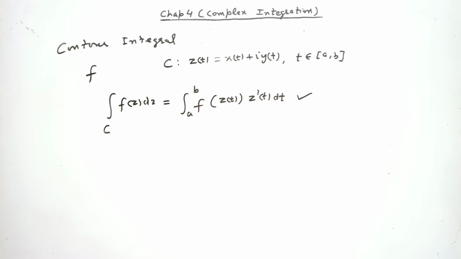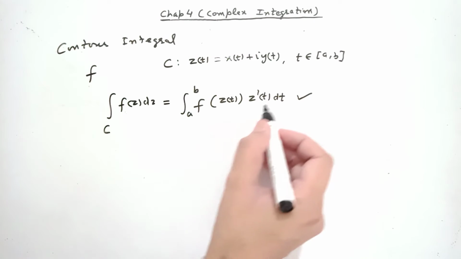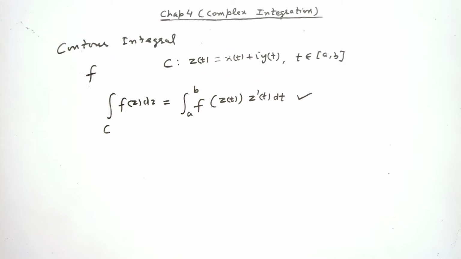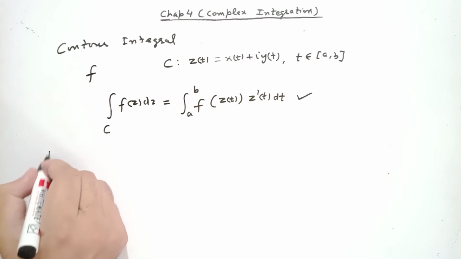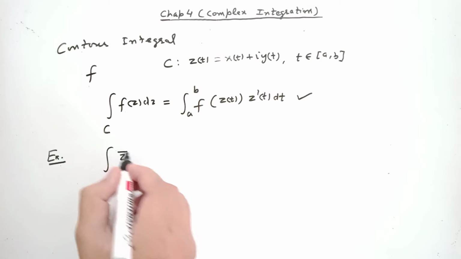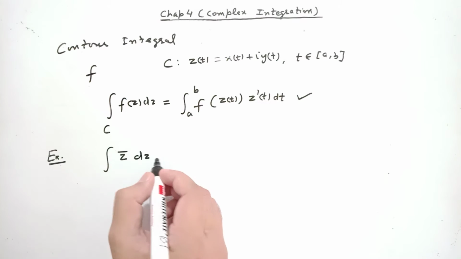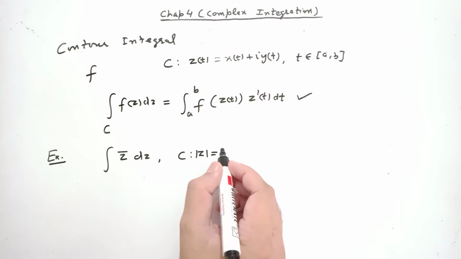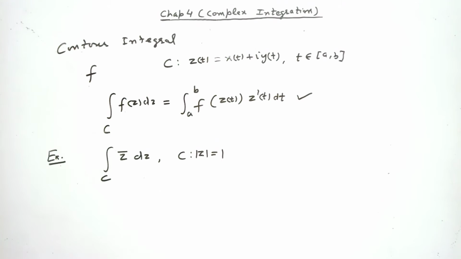Okay. Existence of this integral is ensured because we are saying that f is piecewise continuous, and z prime t by definition is continuous, so overall this integrand is a continuous function, so it exists. Now let us see an example of a contour integral. Solve this contour integral along the contour given by mod z equal to 1. See how we do it.